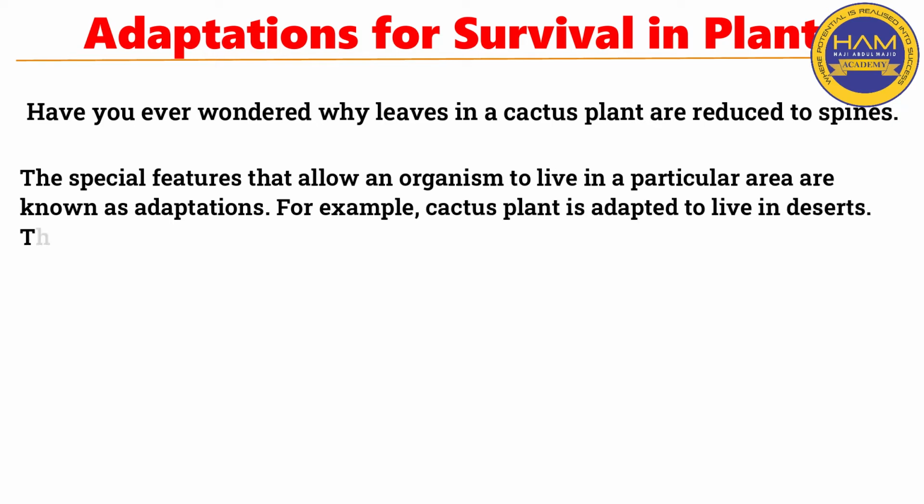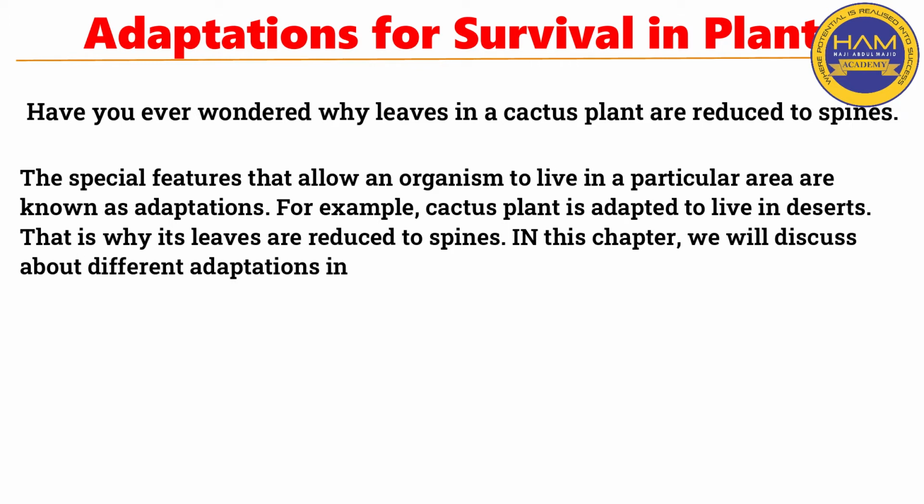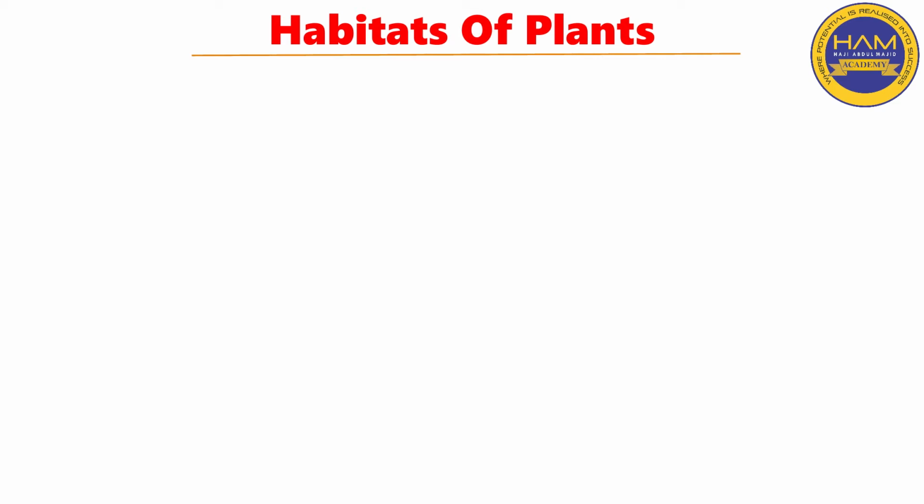Actually, the special features that allow an organism to live in a particular area are known as adaptations. For example, cactus plant is adapted to live in deserts. That is why its leaves are reduced to spines. In this chapter, we will discuss different adaptations in plants. So firstly, we will see habitats of plants.